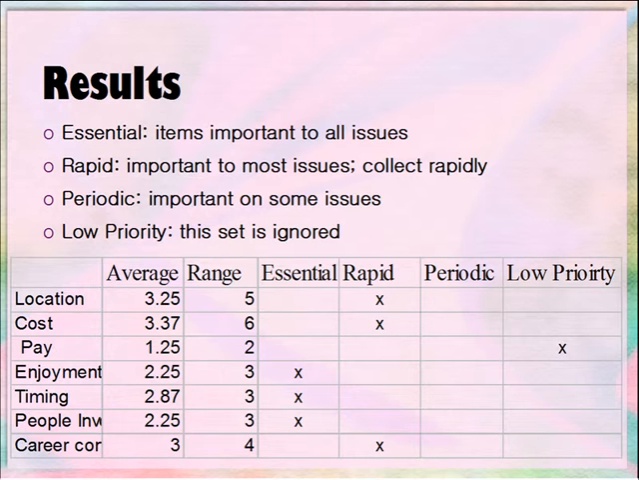The rapid data have a high average and a wide range, such as location, cost, and career consideration. The periodic items have a low average and a wide range, and the low priority data has a low average as well as a small range of ratings.